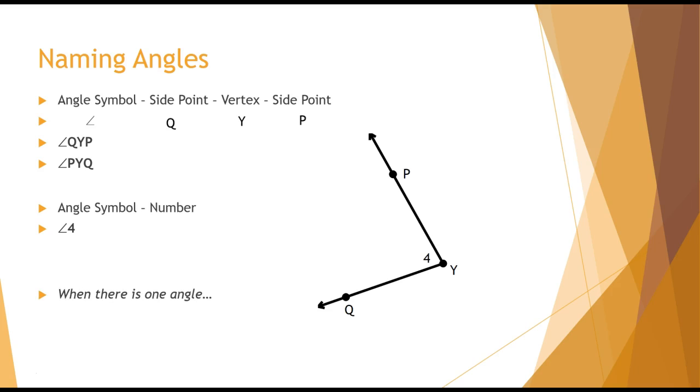Finally, when there is only one angle pictured, you are allowed to refer to this angle by its vertex. So we would call this angle symbol vertex, or we could call it just angle Y. But this is a very special case. The top three, angle QYP, angle PYQ, or angle 4, would be the most popular ways to name this angle.